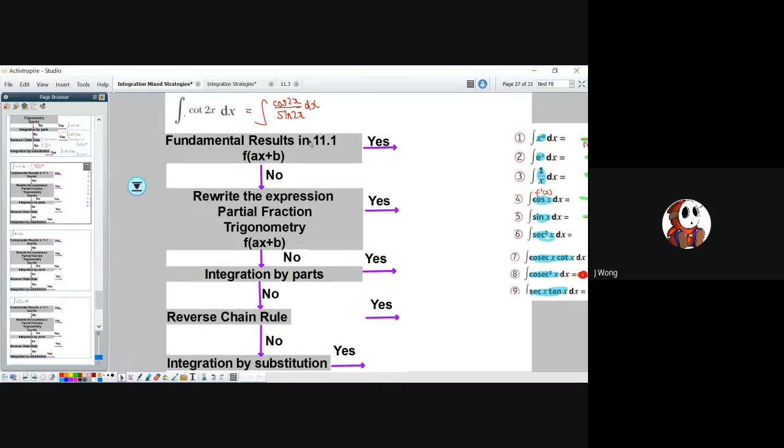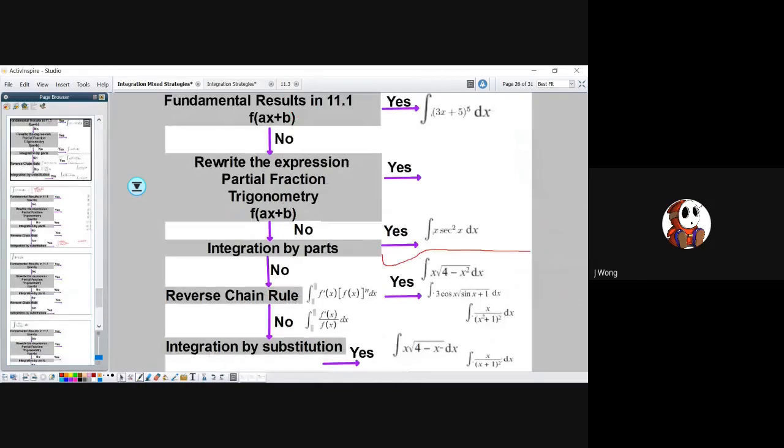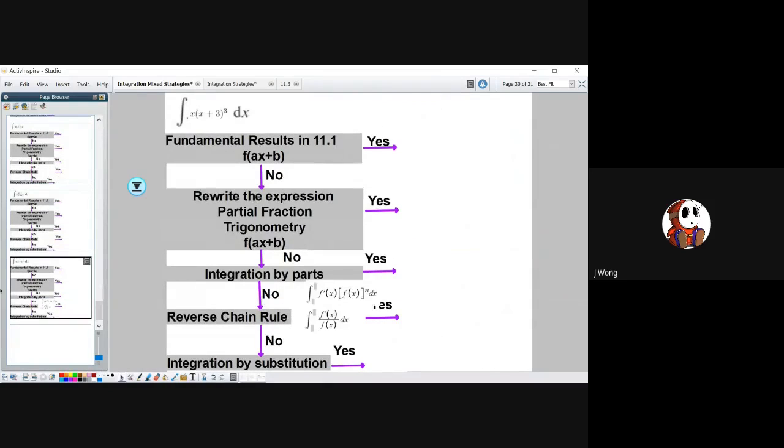So here, if I use integration by substitution, what should I let as u? u will be sine 2x. Yes, if you're not concerned about the pace, that's fine. You can let u as sine 2x and then solve the integral. Or for reverse chain rule, you could see that it fulfills the format here.